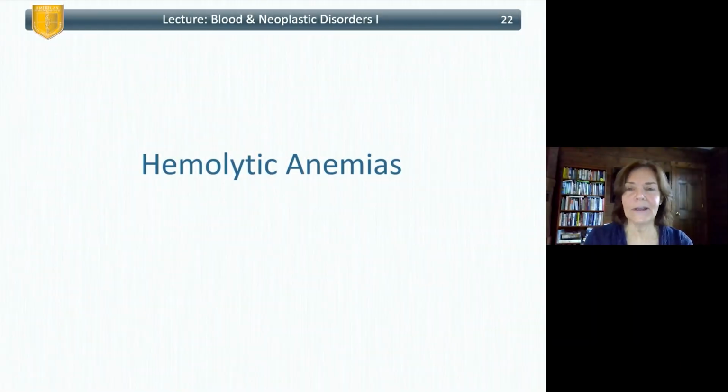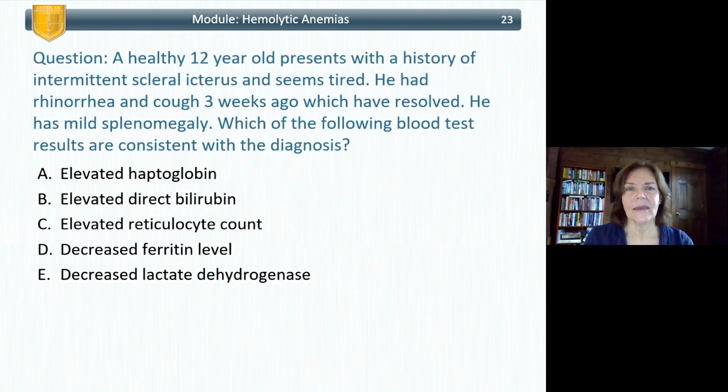And that leads into our hemolytic anemias. Question. A healthy 12-year-old presents with a history of intermittent scleral icterus and seems tired. He had rhinorrhea and cough 3 weeks ago, which have resolved. He has mild splenomegaly. Which of the following blood test results are consistent with the diagnosis?